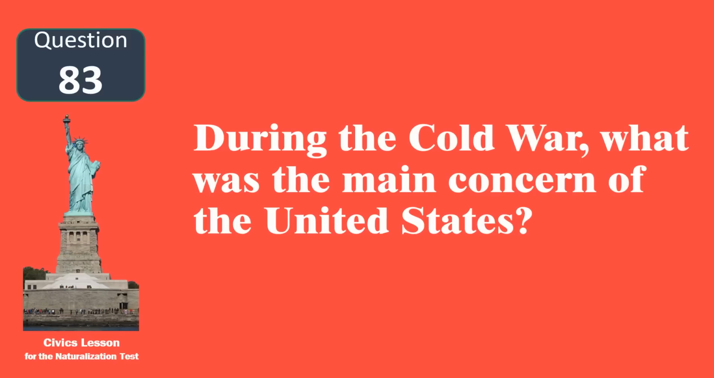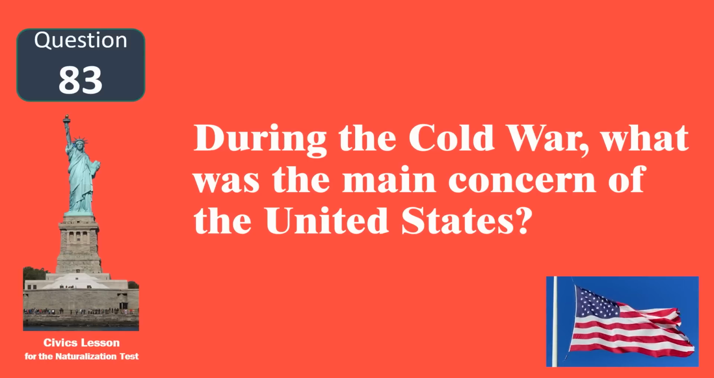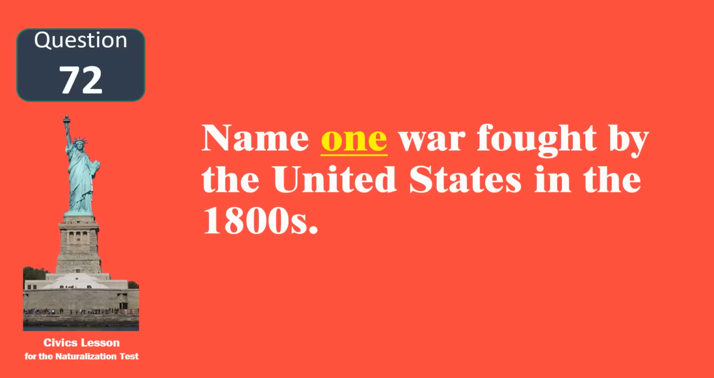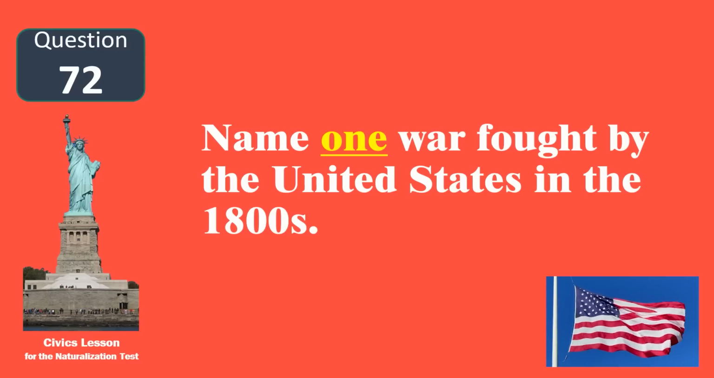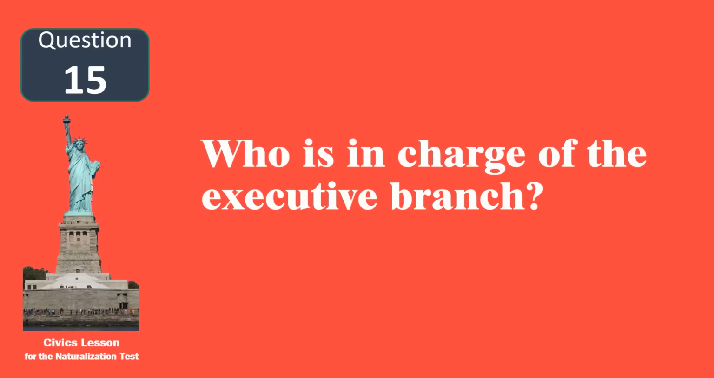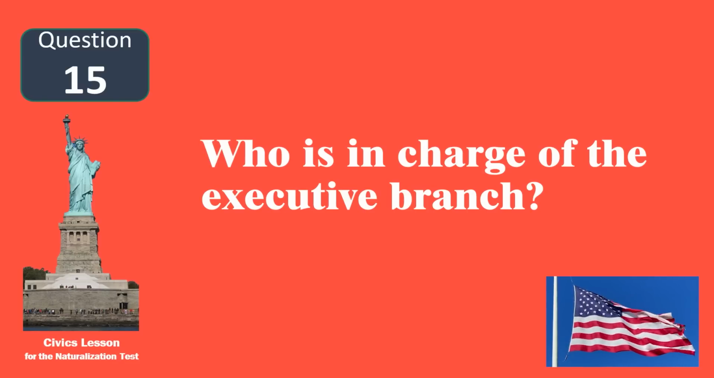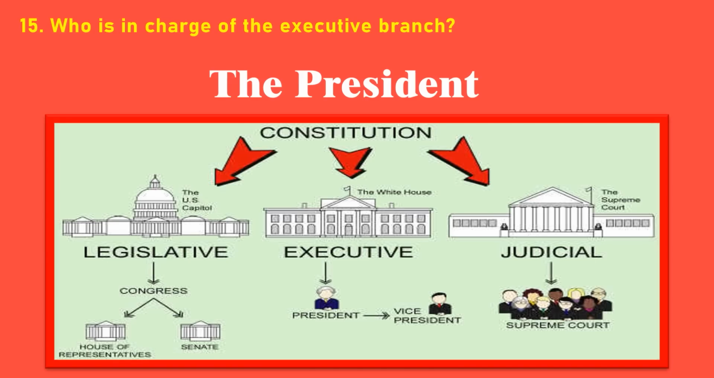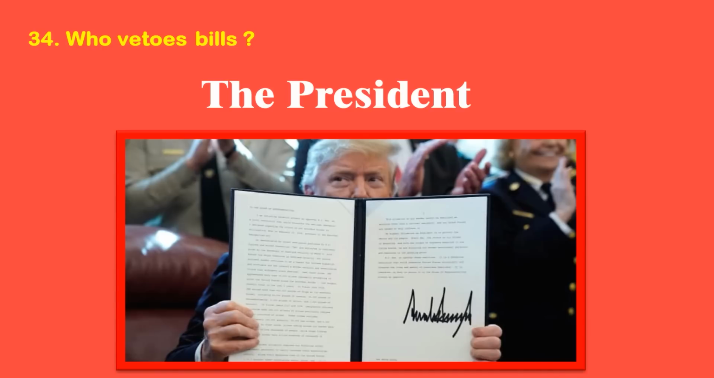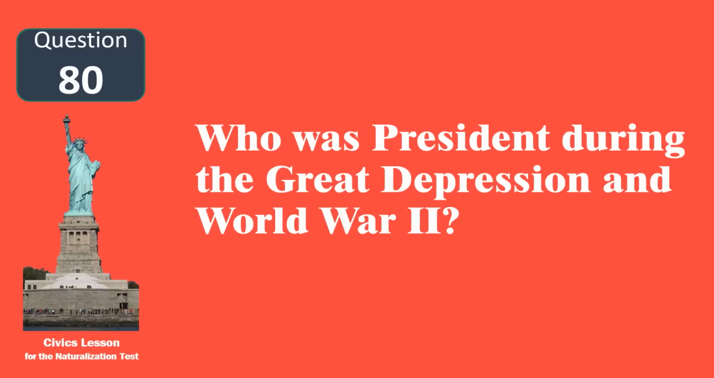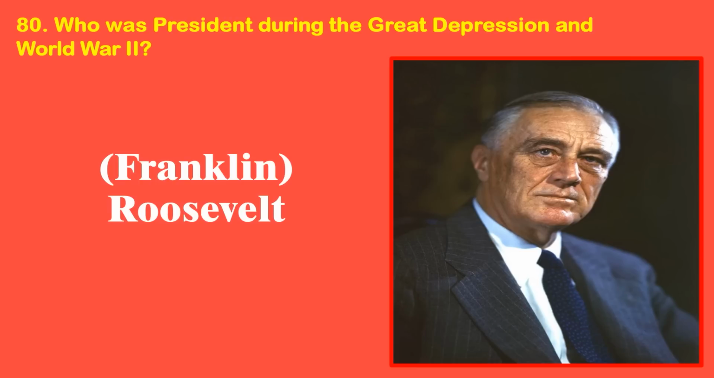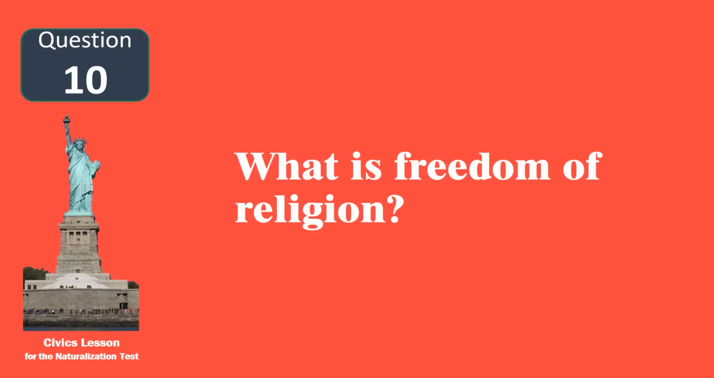During the Cold War, what was the main concern of the United States? Communism. Name one war fought by the United States in the 1800s. War of 1812. Who is in charge of the executive branch? The president. Who vetoes bills? The president. Who was president during the Great Depression and World War II? Franklin Roosevelt.